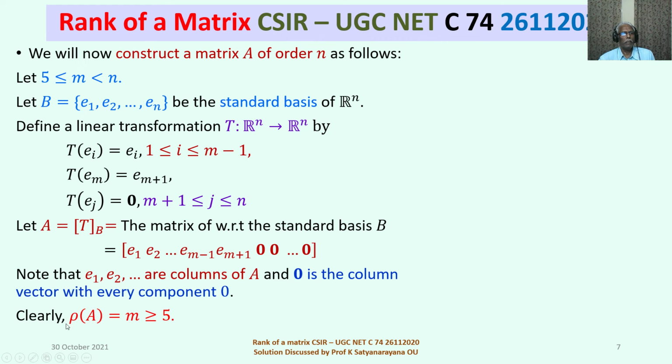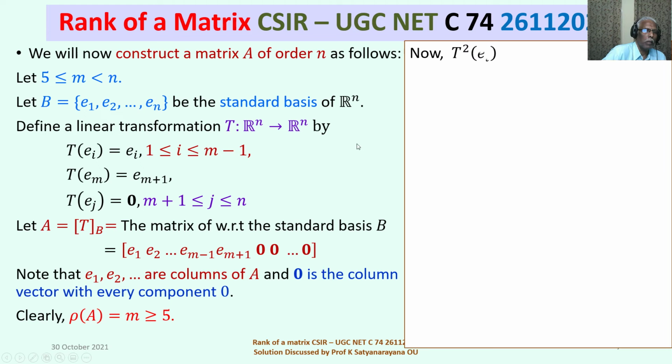So clearly the rank of A will be determined by e_1, e_2, up to e_{m-1}, and the mth position. So these are m linearly independent column vectors. Therefore the rank of A is equal to m, which we have taken by supposition m greater than or equal to 5. Now we continue.